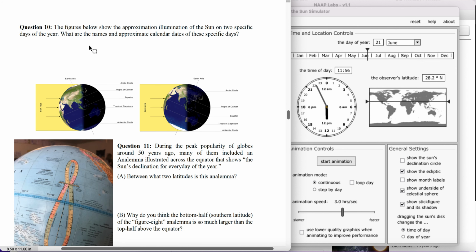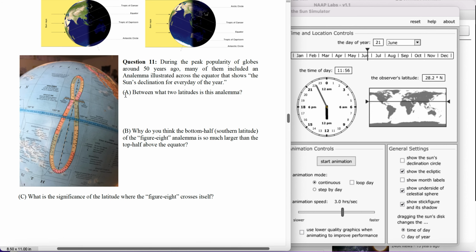So moving on to question 10, the figure below shows the approximate illumination of the sun on 2 specific days of the year, all right? So what are the names of these days of the year, right? Notice this is when the earth is tilted as much as possible towards the sun and as much as possible away from the sun in terms of the northern latitudes, okay? So what would be the names of those days of the year, okay?